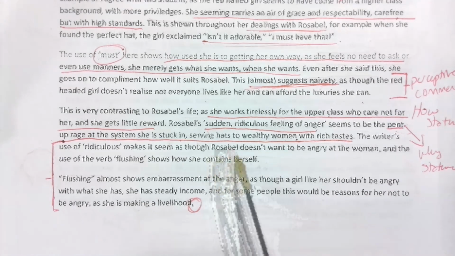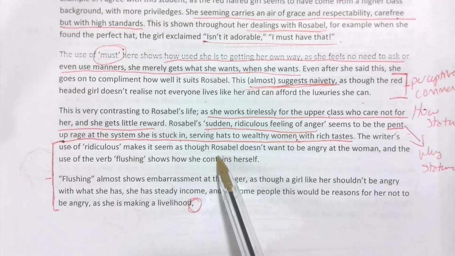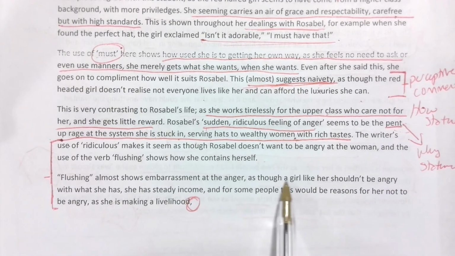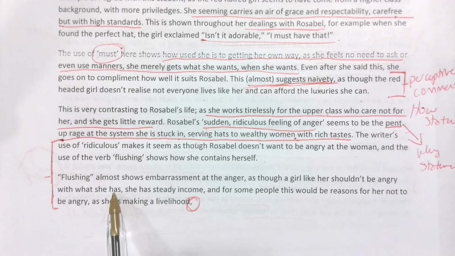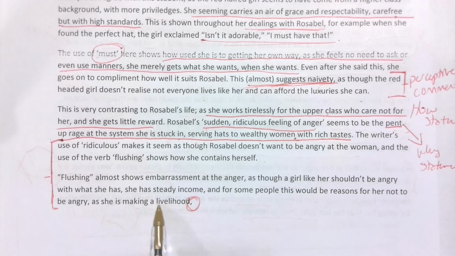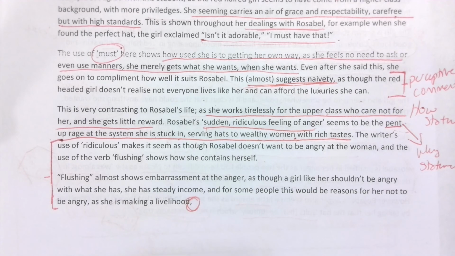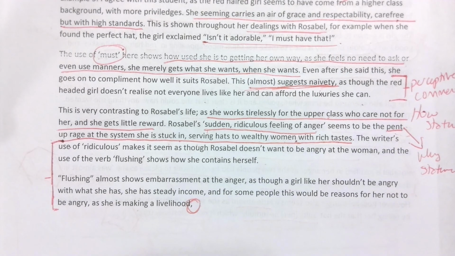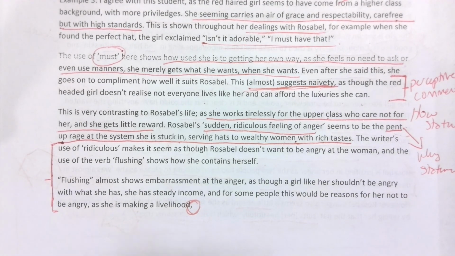But this bit hints at another perceptive comment, because they go into the fact that "flushing" almost shows embarrassment at the anger, as though a girl like her shouldn't be angry with what she has. She has steady income, and for some people this would be reasons for her not to be angry, as she is making a livelihood. So if they had gone into more detail here and maybe said something like, however, because of being in the moment, Rosabel allowed herself to feel angry, or something to that effect. If they had closed it up, they might have gotten more than 16 marks at this point.